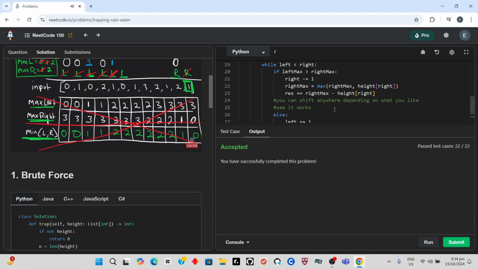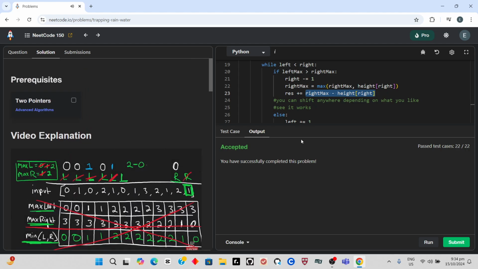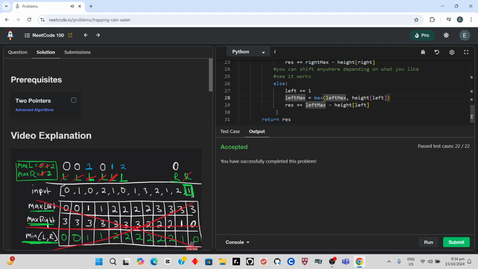Now our left pointer is over here. Our max left height stayed the same. It's 2, so let's compute the water we can store here. 2, which is the boundary, subtracted by the level here, which is 0. So that's going to give us 2 units of water that we can store here. So a 2 here, and let's shift our left pointer again because the max left and rights are equal.